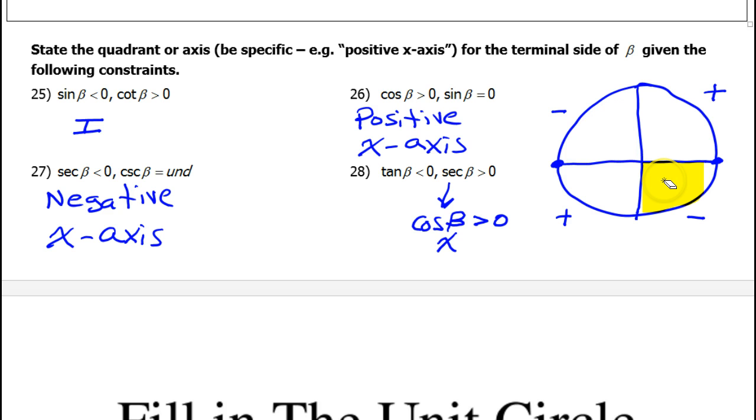Alright, so there you go. This is the quadrant where cosine is positive. Therefore, the reciprocal of cosine, secant, is positive. But also, tangent is negative.